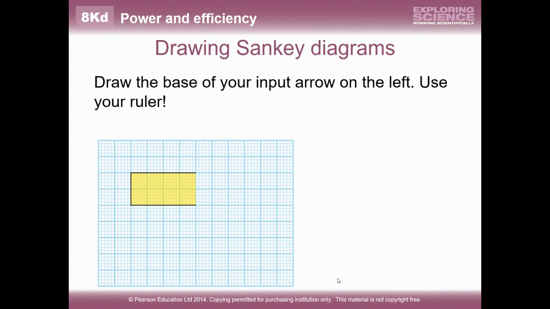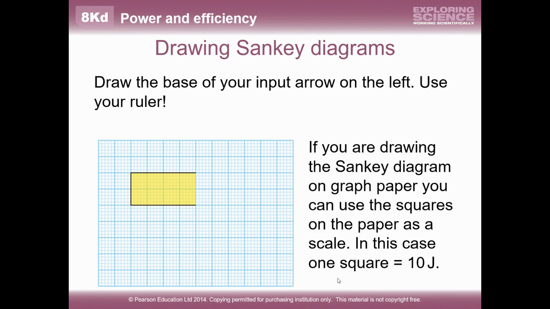Now, when we draw Sankey diagrams, we have to draw them accurately and to scale. And so it's important that you use a sharp pencil, a ruler, and a piece of graph paper. The first thing you need to decide on is a scale. So to make things easy, it's sensible to use easy numbers for your scale. For example, 1 small square equals 1 joule, or 2 joules, or 5 joules, or 10 joules, or 20 joules. As our input energy is 100 joules, in this case, we have chosen 1 little square equaling 10 joules.